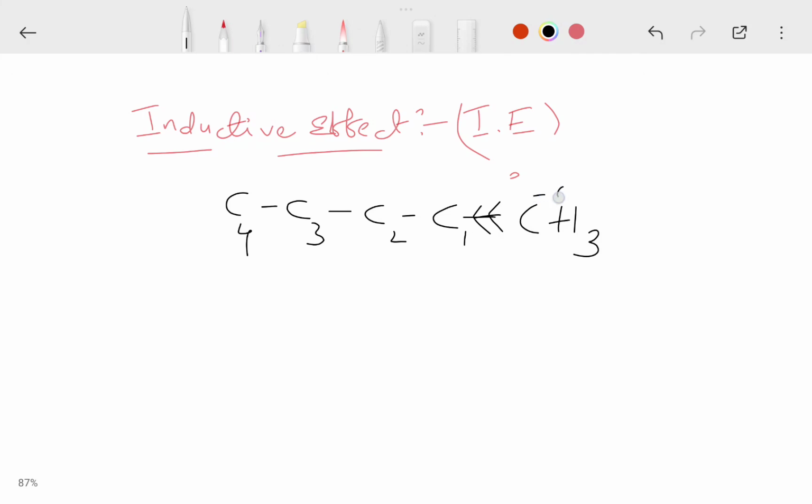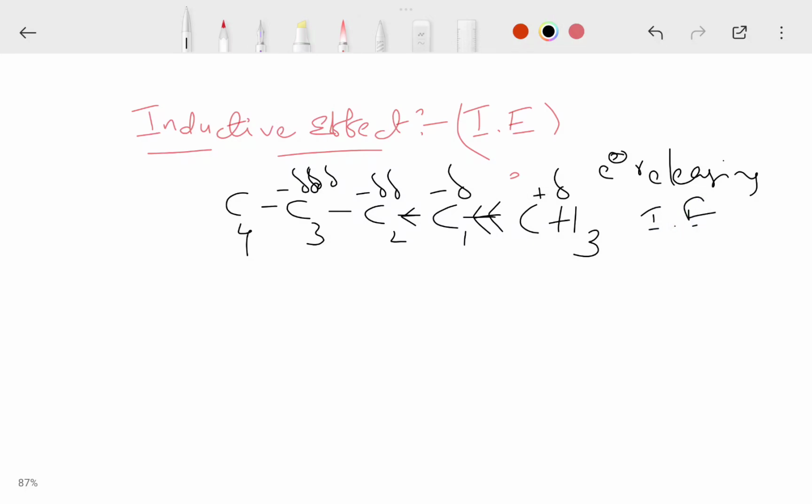Then this carbon gets a partial negative charge, so the electron density on C1 carbon increases. This C1 carbon donates electrons to the C2 carbon, again giving a partial negative charge. That means the polarization is possible. This type of inductive effect is called electron donating inductive effect or electron releasing inductive effect. It is shown as plus I effect.